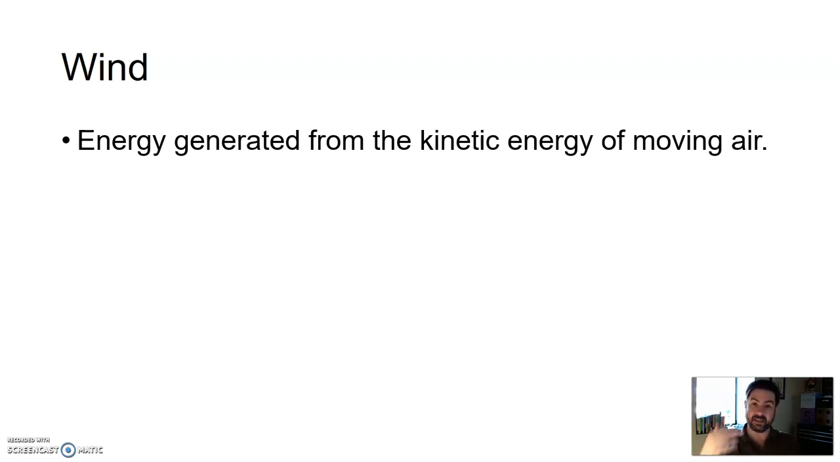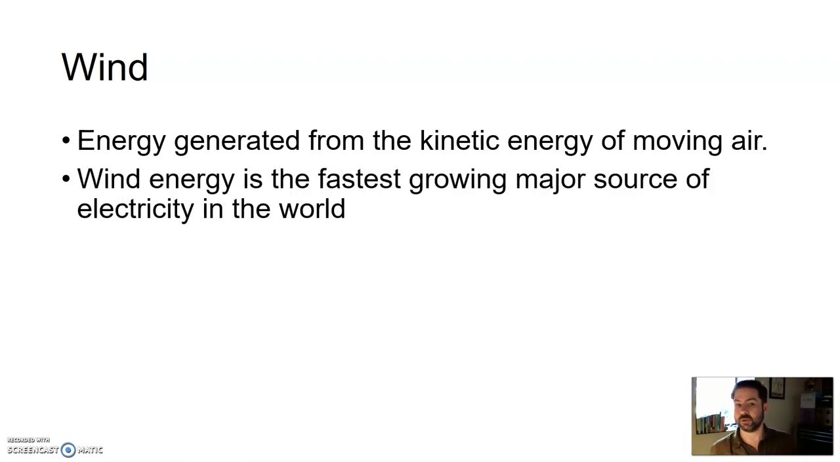So what we can do is take that moving stuff to move other stuff. So take the energy of the moving stuff, wind, to move other stuff, to generate electricity. So wind energy is the fastest growing major source of electricity in the world. It's not a lot, but it's the fastest growing percentage-wise.